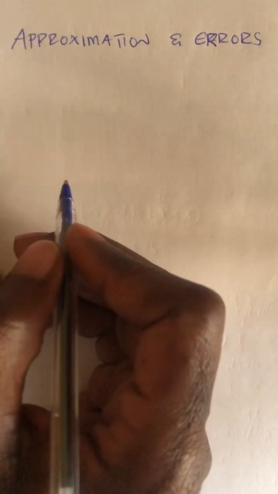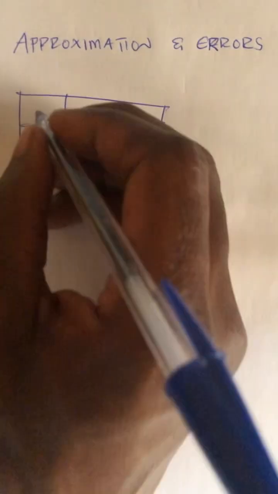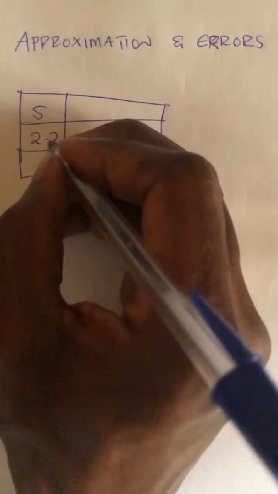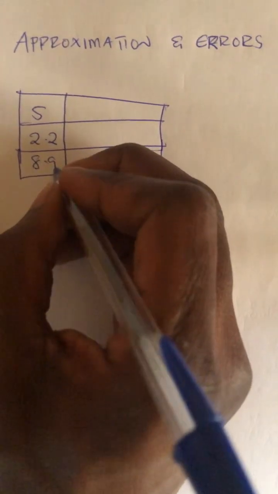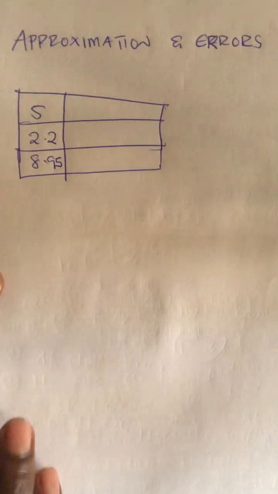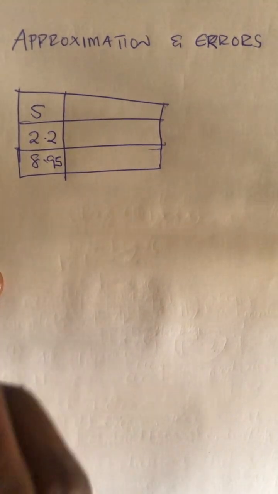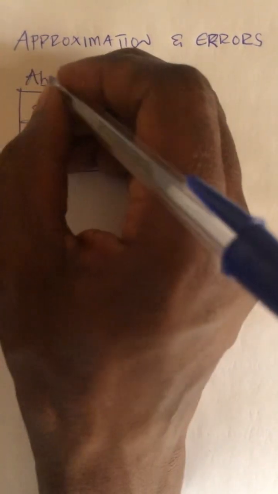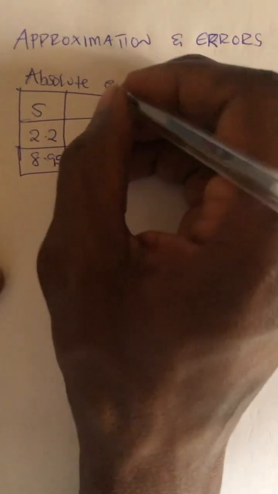Now, let us talk of these common errors that maybe will help us. In these common errors, what I mean is this. Let me just give an example. Maybe I can even draw a box. It can help us, I guess. Yeah, okay, this will be better. We may have 5 or maybe 2.2, 8.9, 5. Now, the other thing that I want to talk about here is absolute error.